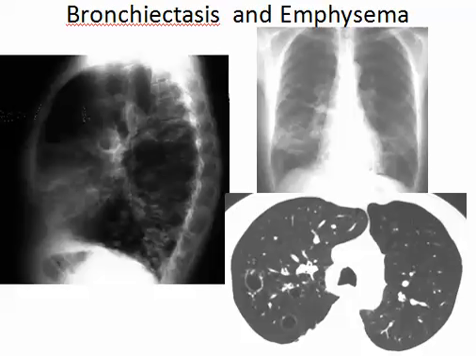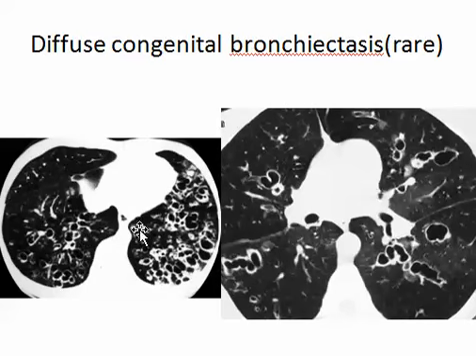Association of bronchiectasis and emphysema could be seen, and this is a case where bronchiectatic changes occur in an emphysematous chest. Thus, both are considered part of chronic bronchitis syndromes. We might get diffuse congenital bronchiectasis, and the differential diagnosis of cystic lung should be considered.